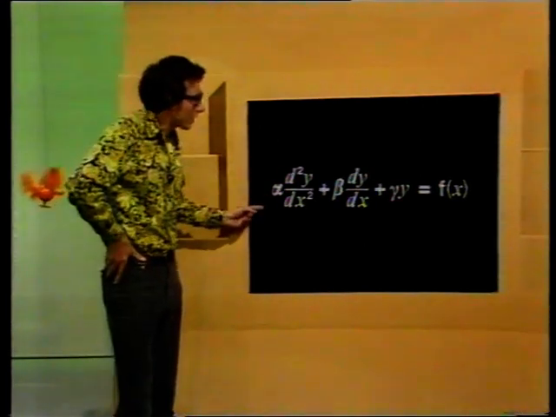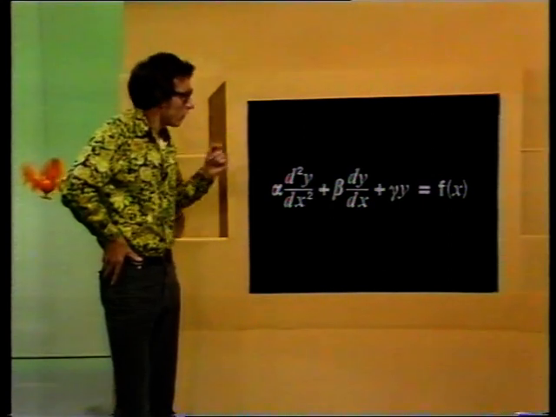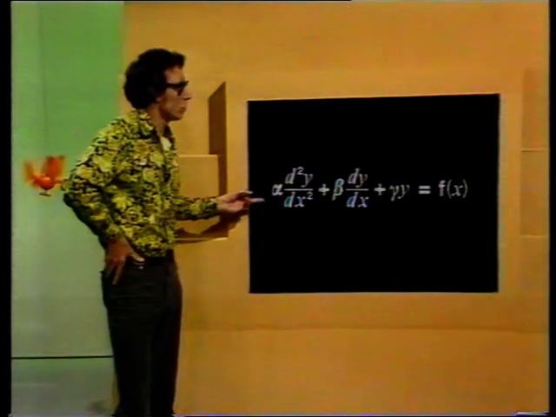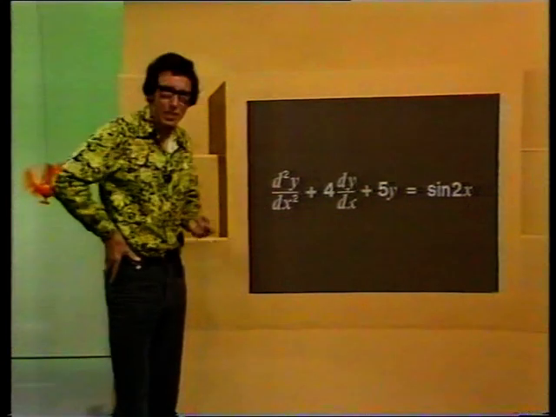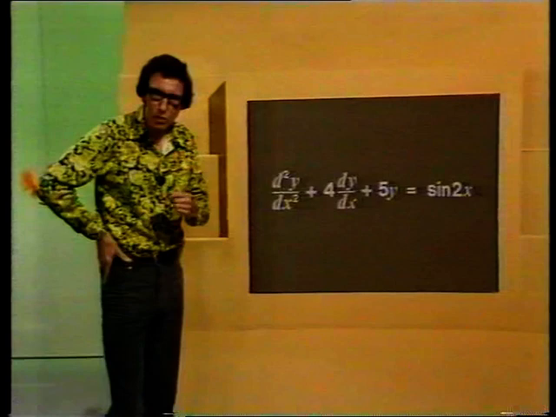Alpha, beta, and gamma are constants in this equation. We'll start with homogeneous equations, move on to inhomogeneous equations. Actually, nothing more complicated than this. But let's start with something reasonably straightforward. How can we solve this?